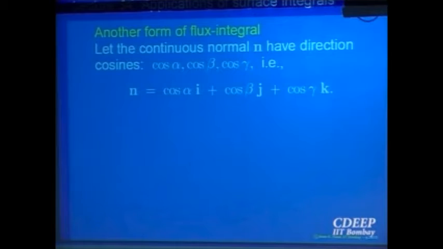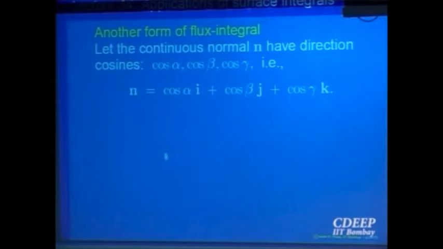There is another form of this flux integral, f dot n ds, which plays a role later on. So let us write that also. See, n is the unit normal that you have chosen for the surface, right? So let us write n is equal to cos alpha i plus cos beta j plus cos gamma k. What are alpha, beta and gamma? These are the direction cosines for that vector, okay?